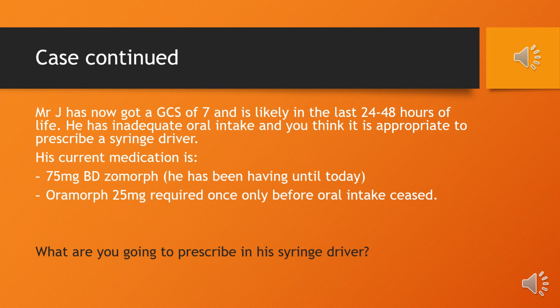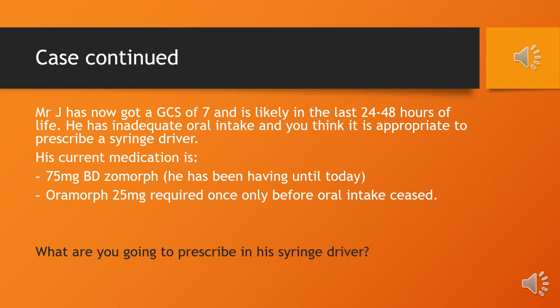Back to the case, Mr. J has now got a GCS of 7. He's likely in the last 24 to 48 hours of his life. We want to make sure he's comfortable. He hasn't had his pain medication yesterday because of his reduced oral intake. And you think it's now appropriate to prescribe a syringe driver given that he's had lots of problems with his pain relief up until now. What are you going to prescribe in his syringe driver?